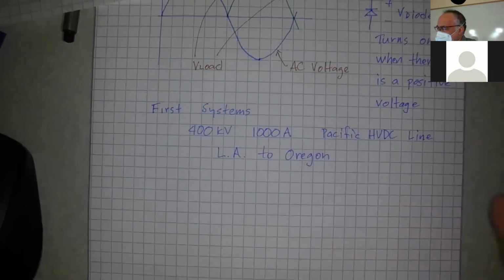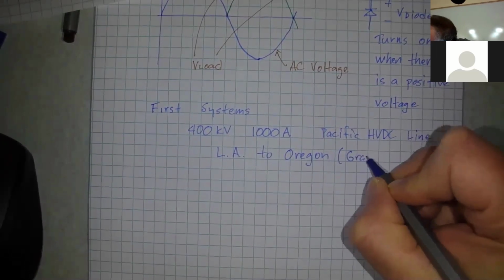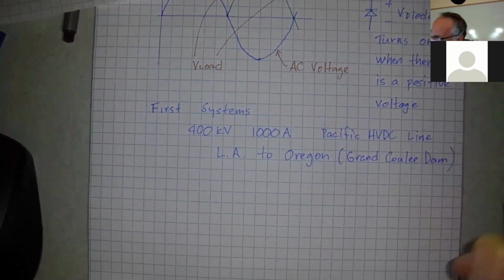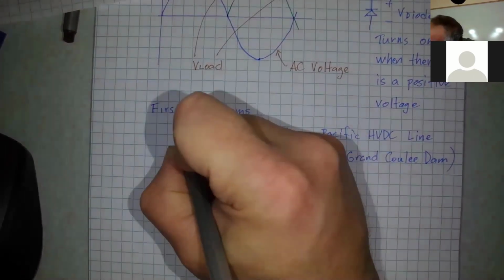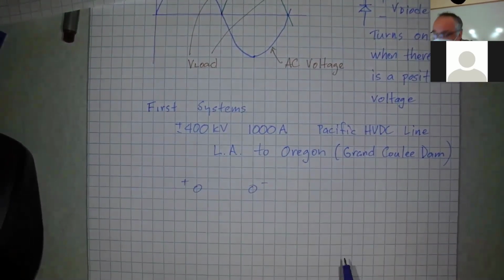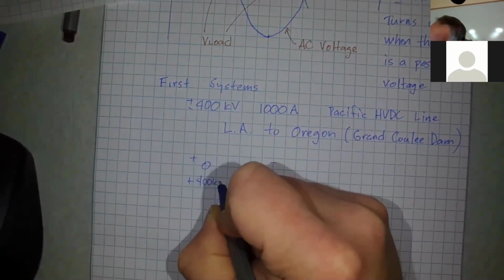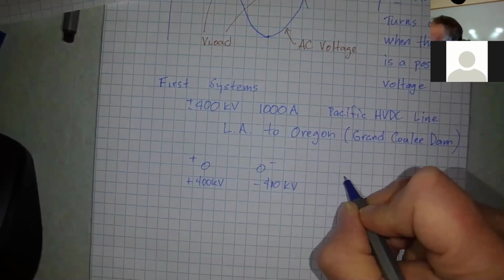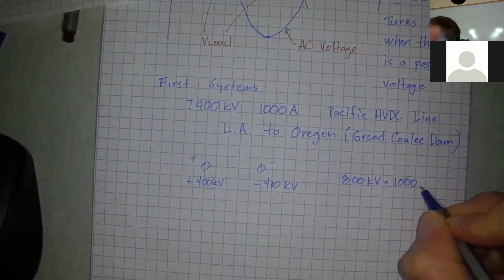the high voltage DC line in Los Angeles. Oregon was a Grand Coulee Dam. Grand Coulee Dam. And when that first started up, it was 400 kV, plus or minus 400 kV. So it had 2 conductors, a plus conductor and a minus conductor. Okay. So this was plus 400 kV. This is minus 400 kV. So the total voltage was 800 kV times 1,000 amps.